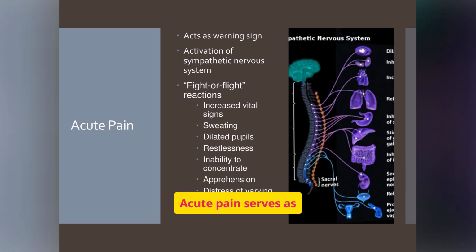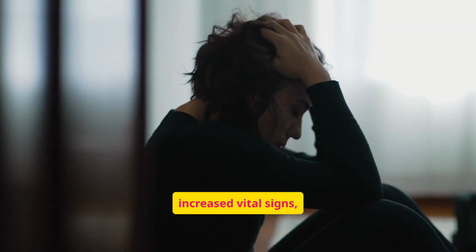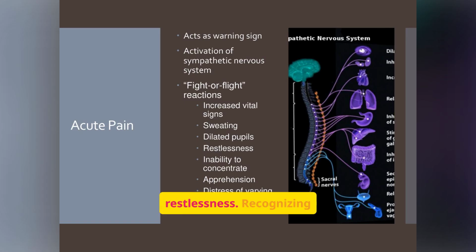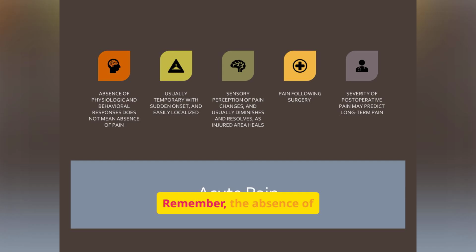Acute pain serves as a warning sign, activating the sympathetic nervous system. This triggers fight or flight responses like increased vital signs, sweating, and restlessness. Recognizing these signs is crucial for prompt intervention. Remember, the absence of physiological or behavioral responses doesn't mean the absence of pain. Acute pain is usually temporary, with a sudden onset and easily localized. Sensory perception changes as the injured area heals.